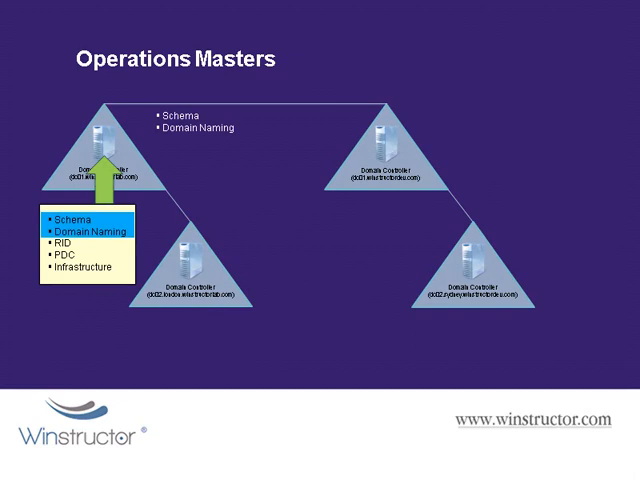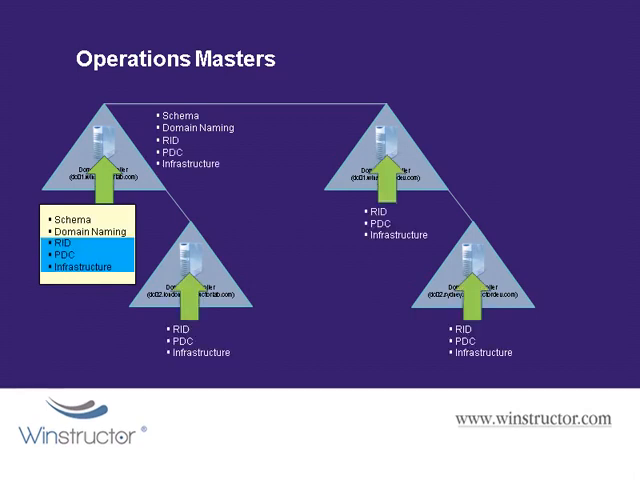The first 2 roles, the schema and the domain naming role, are referred to as forest roles, which means that in your whole entire forest, there'll only ever be one machine holding that role. So if our first domain controller in our first domain was this one, then our server would hold all of the 5 roles, including the 2 forest roles, the schema and the domain naming role. Whereas the remaining 3 roles, the RID, PDC and infrastructure roles, these are domain roles. And with domain roles, there will be one server that holds these 3 operations roles in each domain.